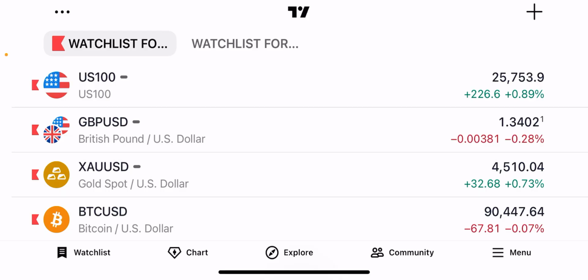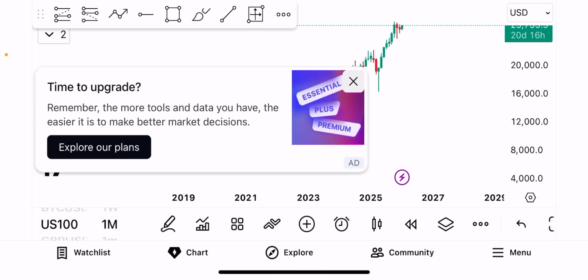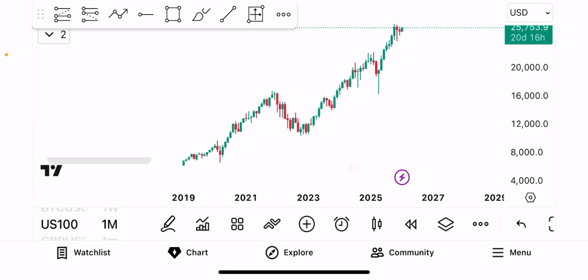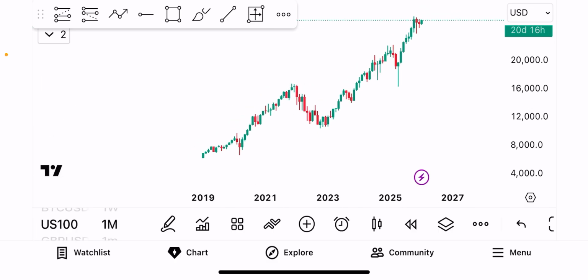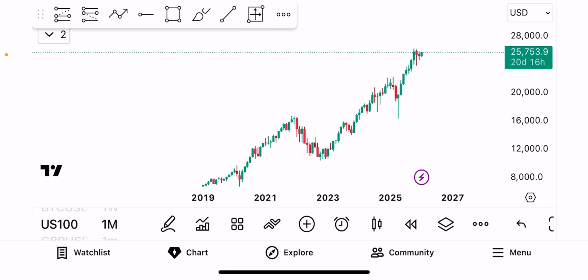So the first pair I have on my watch list here is US 100, and in each of these pairs I'll be making a top-down analysis from the weekly time frame. So we review how the market has performed from the weekly time frame, and if possible also look at the monthly time frame before we go to the daily time frame for immediate trend.